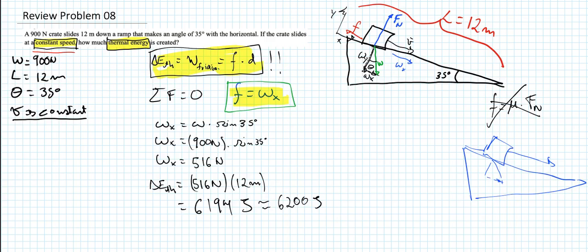I remember that every single vector has components. So my weight here has a component in x that will be opposing the direction of the friction here. So I just calculated this weight in x, and I remembered that the problem mentioned that they are at constant speed, and then I applied all the numbers here, boom, I got the thermal energy.